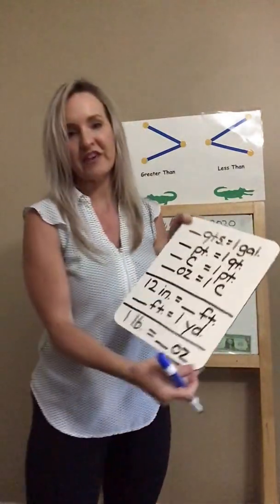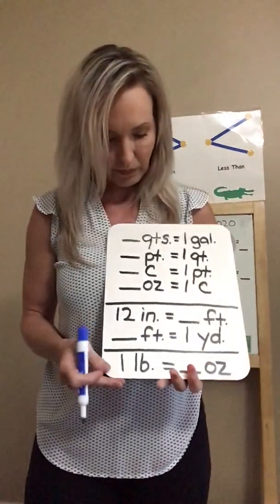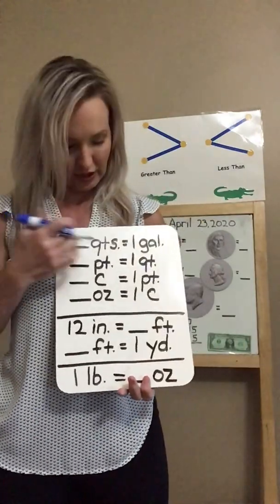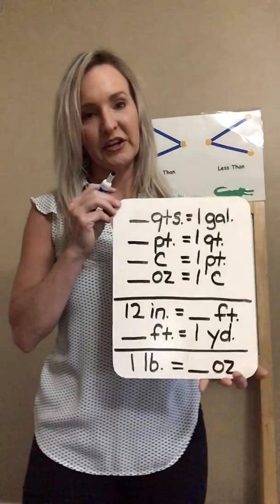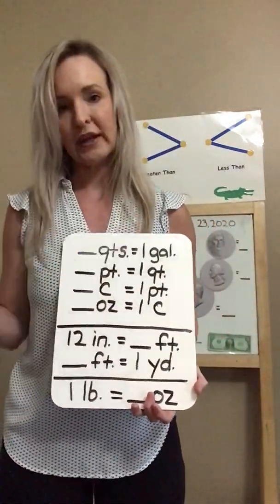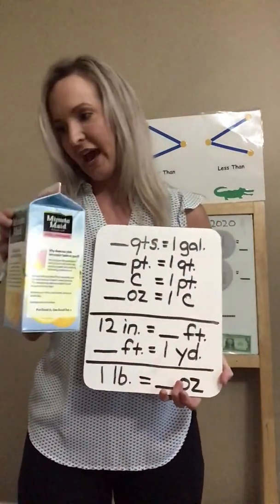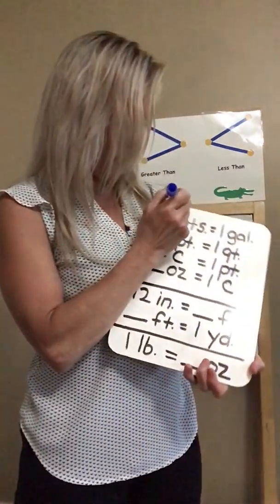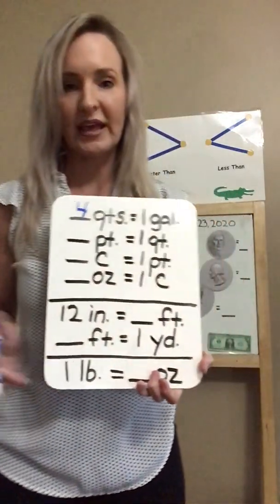Let's see if you can help me fill in my missing numbers. Remember in math, we talked about how we can abbreviate things. We can shorten the words so it's a little quicker to write. So I've used abbreviations here. My first measurement says blank quarts equals 1 gallon. How many quarts equals 1 gallon? Gallon man, what makes a gallon? 4 quarts. Very good. 4 quarts equals 1 gallon.